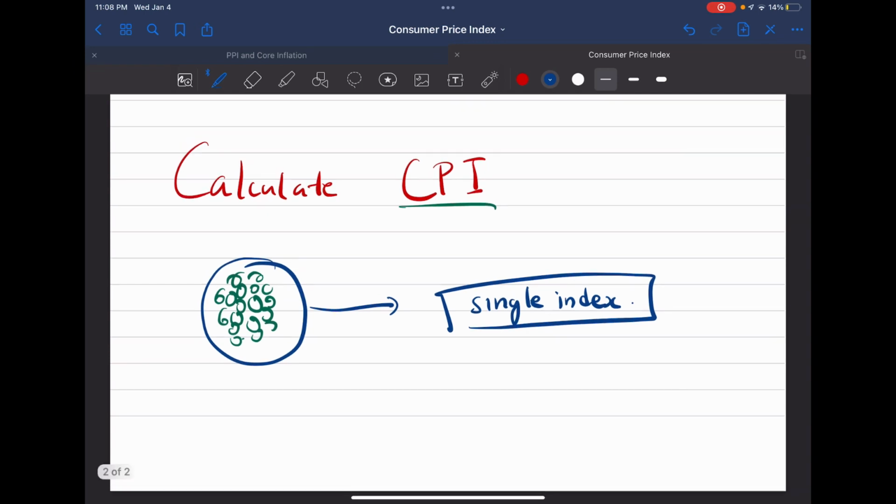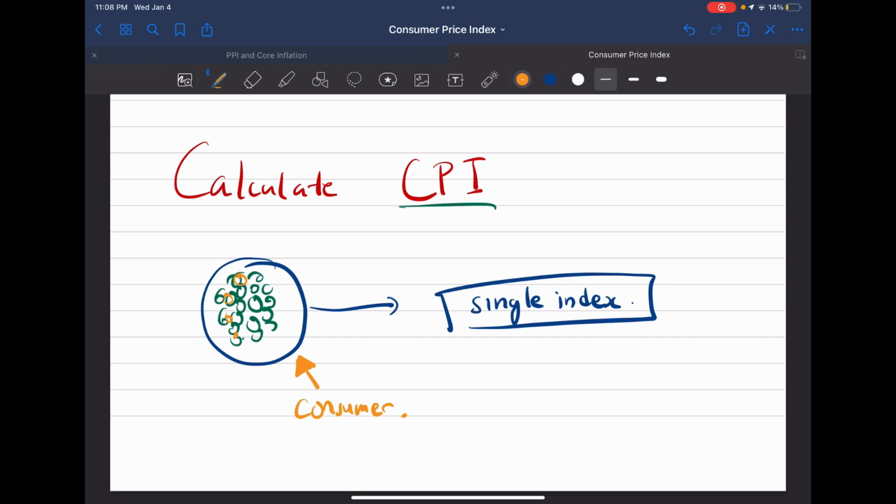But remember, the thousands of prices of goods and services in the CPI are related to the consumer. What do I mean by this? The thousands of goods and services are the ones purchased by a typical consumer. So we are looking only from the perspective of consumers, at the goods and services purchased by consumers.